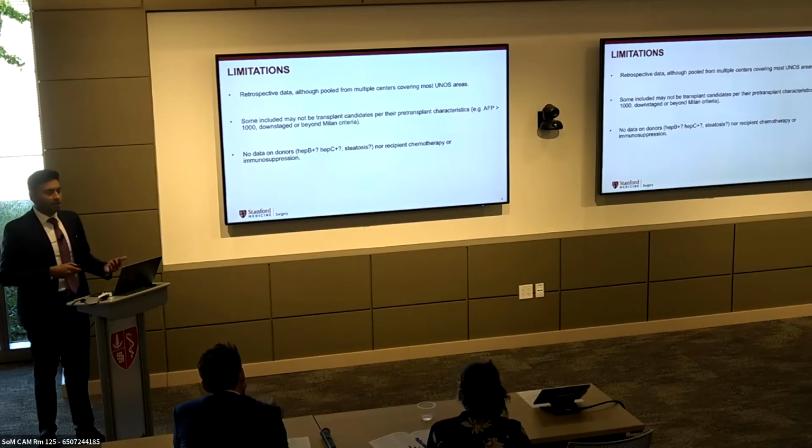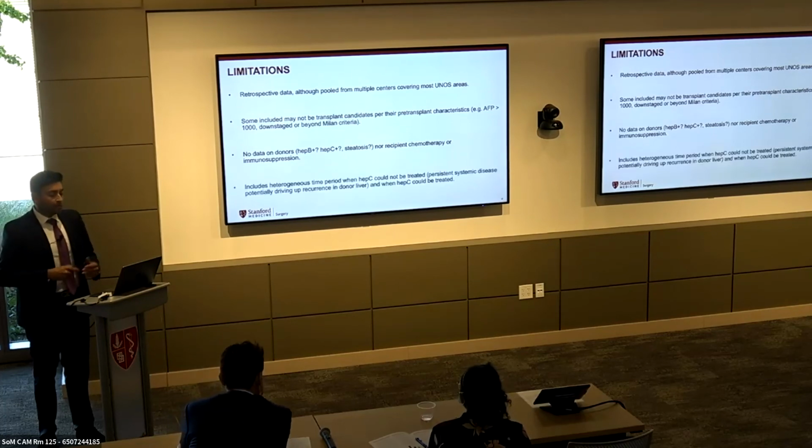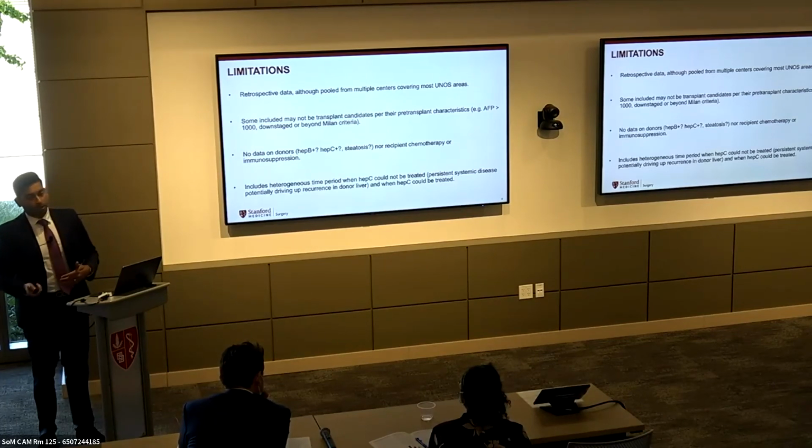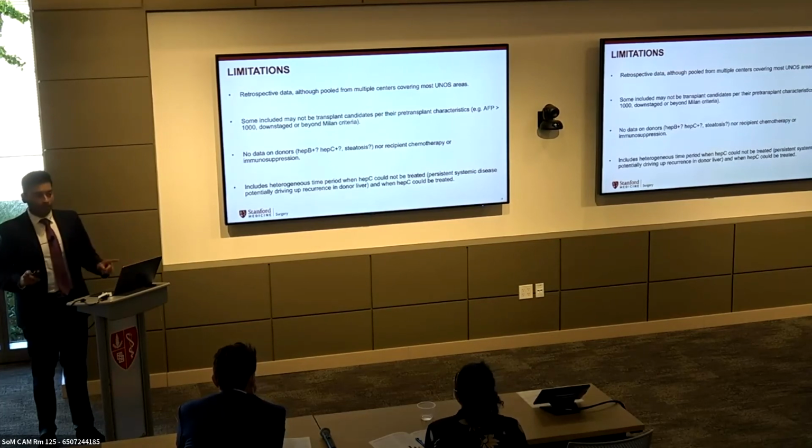We also didn't have information about whether the recipients received chemotherapy after their recurrence or what type of immunosuppression they had, which could modulate the environment in the liver and the opportunity for recurrence in a certain field. And lastly, this was done over a heterogeneous time period where, for example, hepatitis C was not curable, and in modern times where there is a cure for hepatitis C, which again could modify whether there is a systemic disease that can drive a difference for recurrence patterns in these patients.